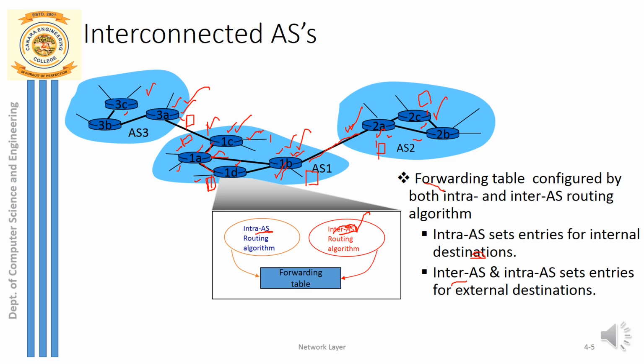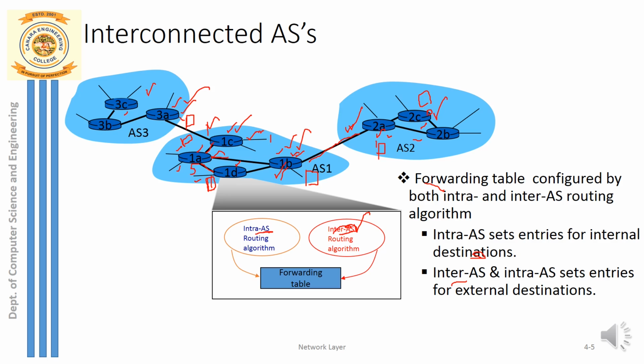If 2C is the destination here, 1A is the source. 1A can reach this destination 2C only through the edge router 1B. Why? Because the link between AS1 and AS2 is only through 1B and 2A, right? But how will our router 1A come to know about that? What is it that 1A should come to know?